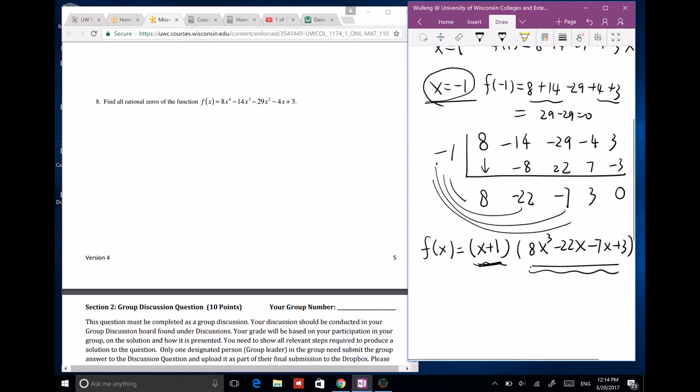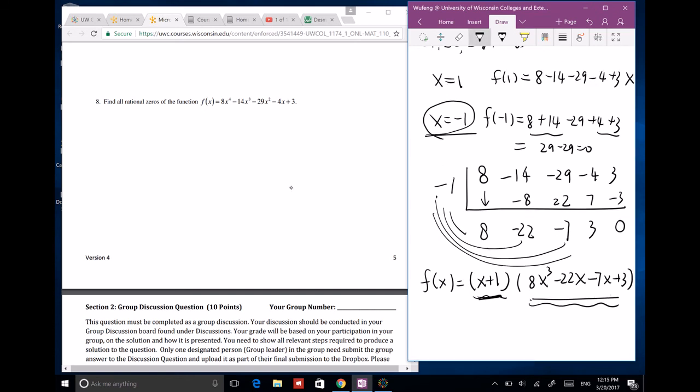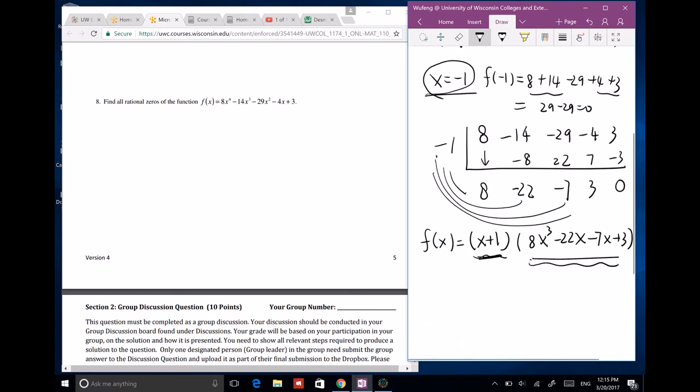So let's plug 3 into the function. First x plus 1, bring down 8, negative 8, negative 22, and positive 22, negative 7, positive 7, positive 3, negative 3, 0. That's right. So let's check f(3) equals 8 times 3 times 3, 27, minus 22 times 3, minus 7 times 3 plus 3. Okay, so let me just check f(3) on the original function.